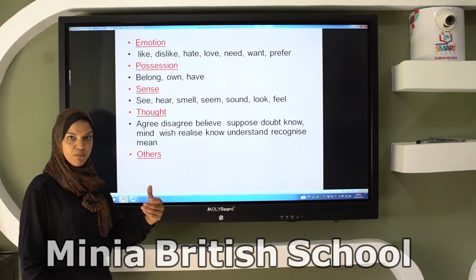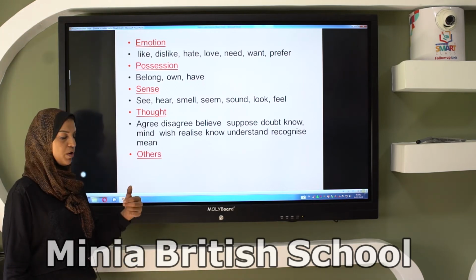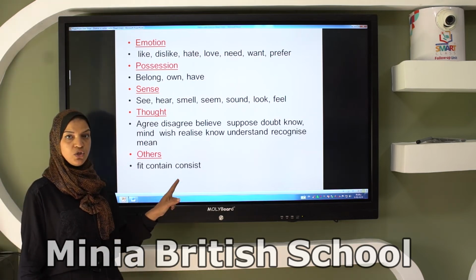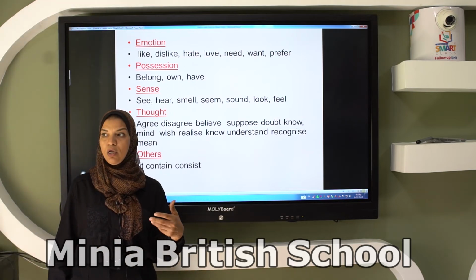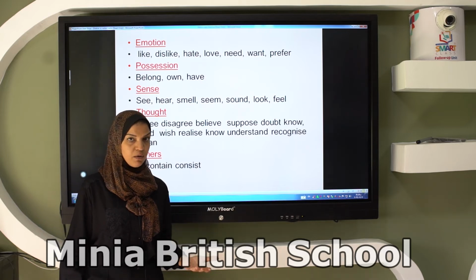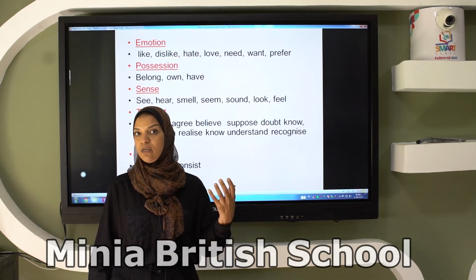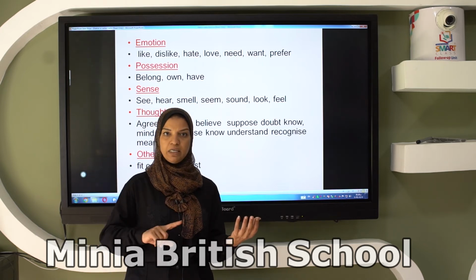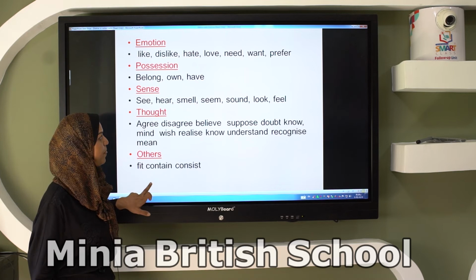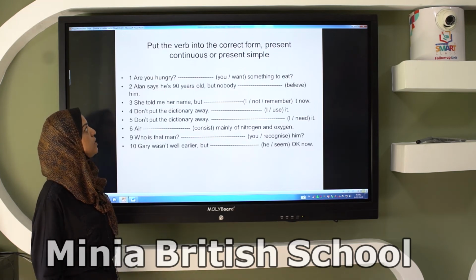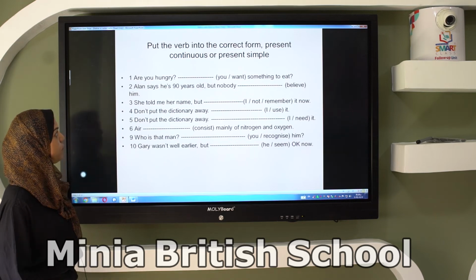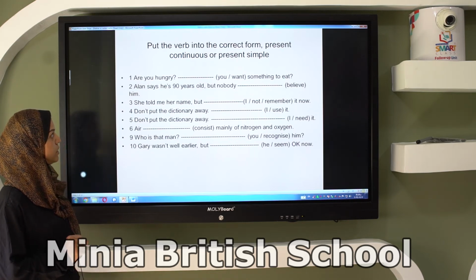Other verbs that you may see during the exercises that we're going to have are fit, contain, and consist. So if you're talking about this school, you can say that Minya Bridge School consists of 3 main buildings, not "is consisting." You got it? Now, in the exercise, we'll have to put the verb into the correct form, whether present continuous or present simple.